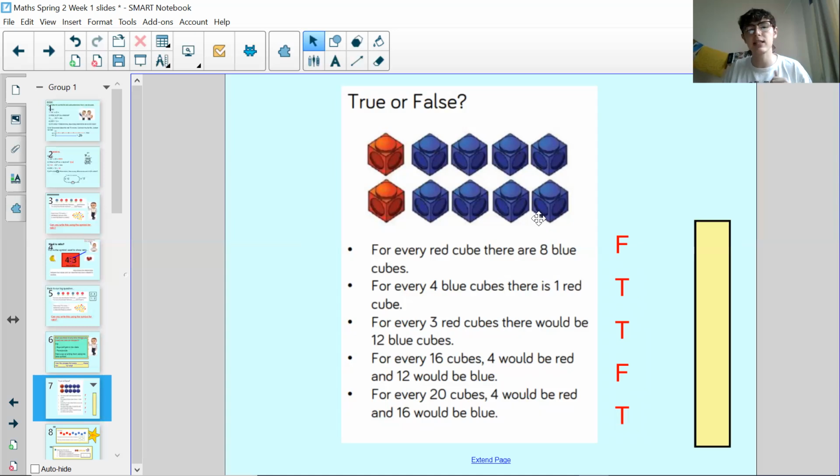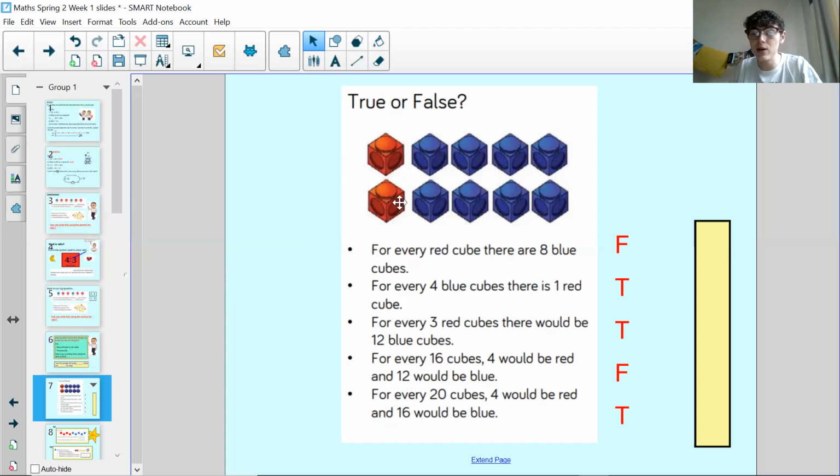The second statement is true, okay? So for every 4 blue cubes, there is 1 red cube, just as I was saying a minute ago. There's not 2 red cubes per 4 blue cubes, there's just 1. So that's true. The third one is also true.